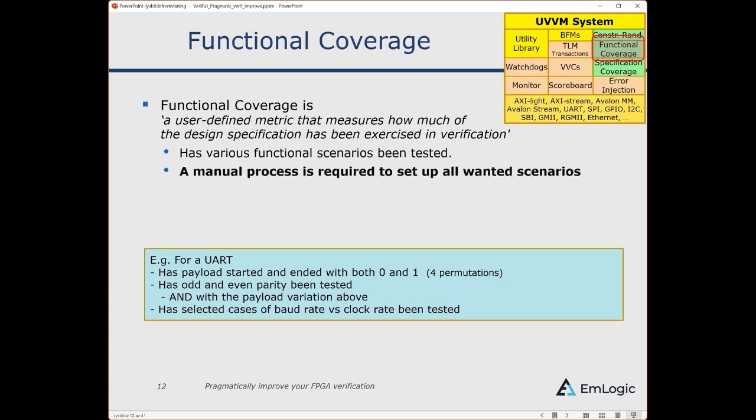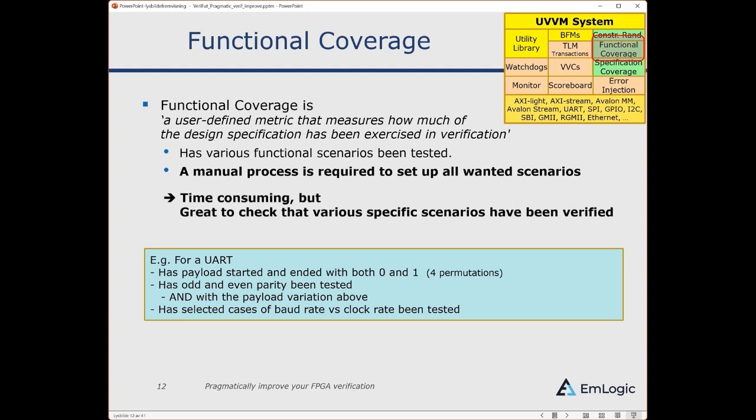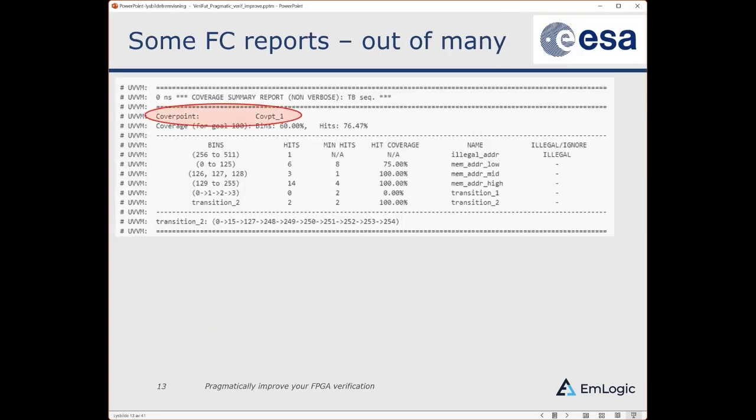This requires a manual process to set up all the different wanted scenarios. That could be time consuming, but this is a great approach to check that various specific scenarios have actually been verified. I won't go through the sequence of actually entering this functional coverage, but I just want to show you the reports that you can get when doing this. We have other webinars where you can find the syntax or how you actually set up the coverage. But as I said, I don't have time to show everything here.